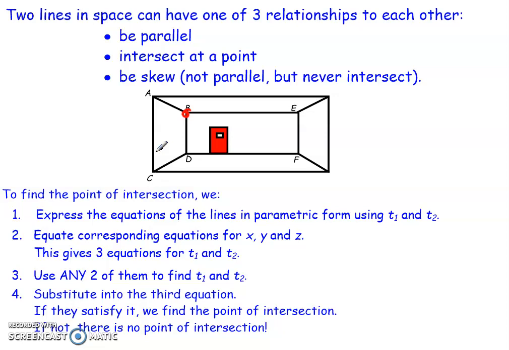What we can then do as our third step is use any two of those equations as a pair of simultaneous equations to find the values for t1 and t2. Now that's two out of the three equations used. This third equation is then used as our checking equation. What we can do is substitute the values for t1 and t2 into this third equation. If they satisfy it, what we've found is a point of intersection. If it doesn't satisfy it, there is no point of intersection. So if that's the case, we know that the lines fall into one of the other two categories, i.e. they're parallel or they're skew.